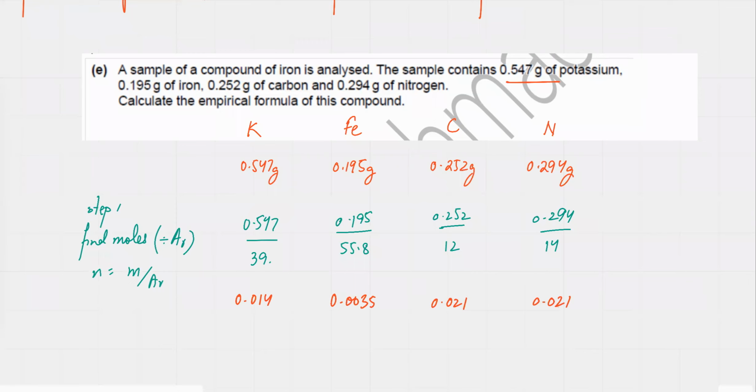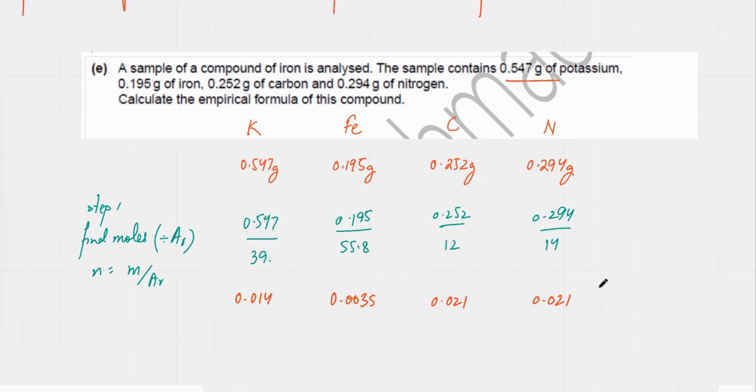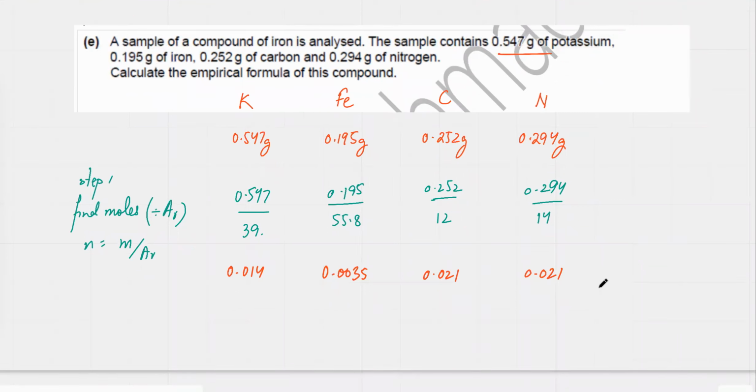Acha, so you found the moles. Now you found the number of atoms, right? In moles. You've got these many moles of this, these many moles, these many, right? Now you have to find the simplest ratio, like a whole number ratio. So what you do is you pick the smallest and divide everything by the smallest. So it's going to be divided by 0.0035, I think.